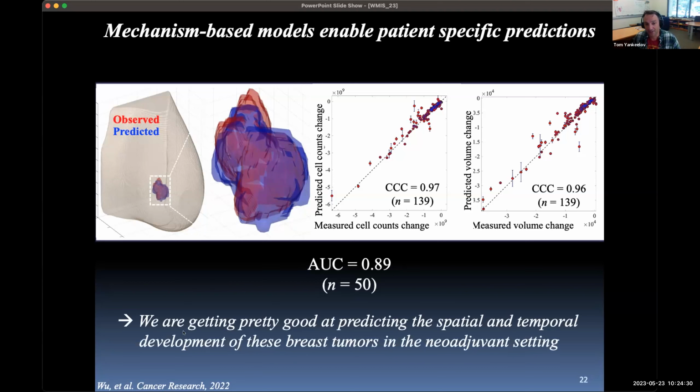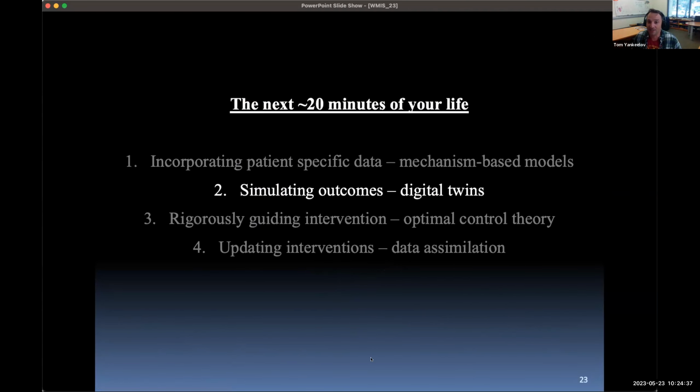All right. So we feel like we're getting pretty good at predicting the spatial and temporal development of these breast tumors, at least in the neoadjuvant setting. And so now we feel like we can use them to power digital twins. And maybe I should pause here and say, are there any questions or comments or shouts of joy or screams of misery that need to be acknowledged? Tom, I don't see any questions in the Q&A. I think you can go on.